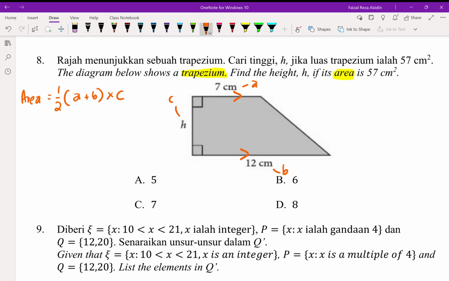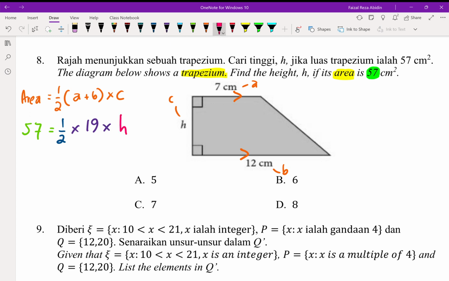So I'm going to substitute. We have the value of area here, so I'm going to put the area here as 57 equals 1 over 2. A and B there, I add together straight away. We are going to get 7 plus 12, 19, times our H.